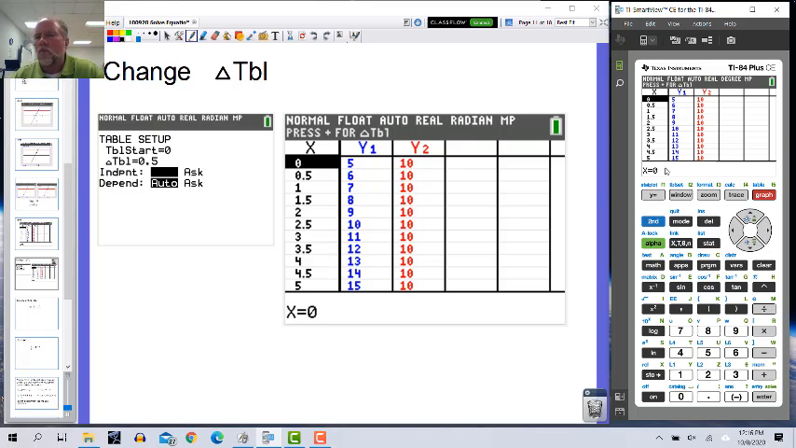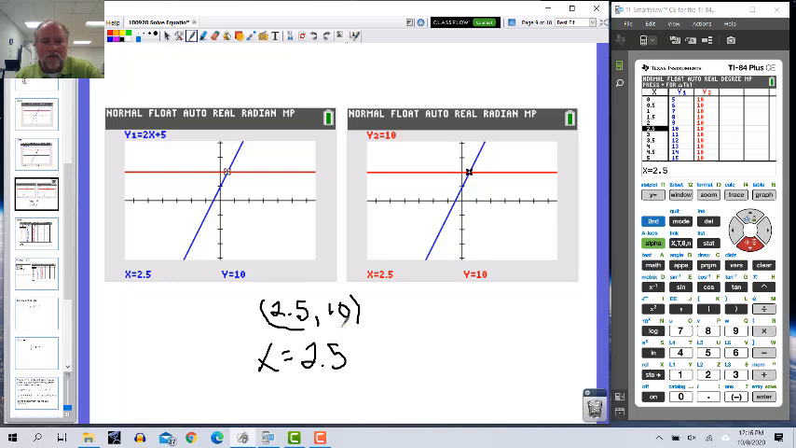Now what we're going to do is run our table until we can find where my y1 and my y2 are the same value. So if I run this down and go all the way to 2.5, you'll notice that the blue is a 10 and the red is a 10. So that means my point of intersection was 2.5, 10. At x equal to 2.5, both of my graphs have a y value of 10. And that is that point of intersection right there. That's what we're talking about. That's what we want to know.